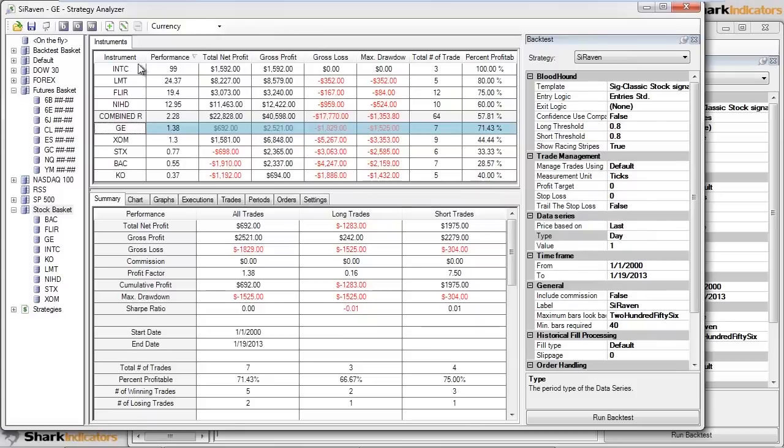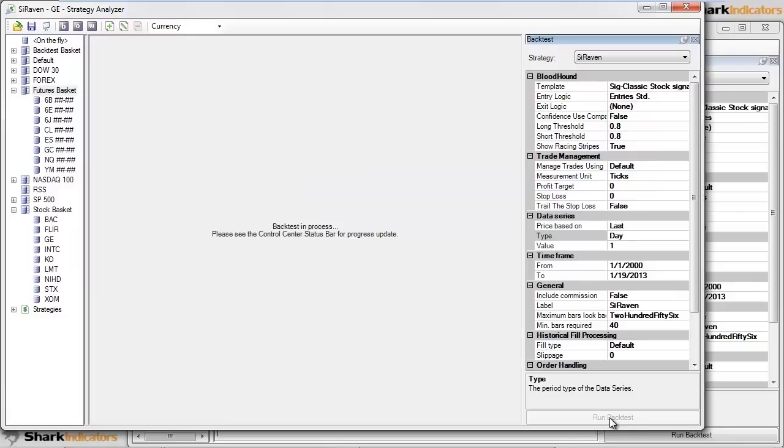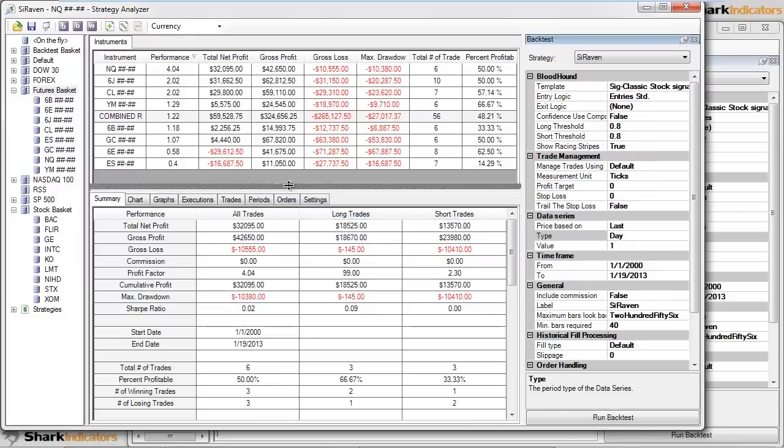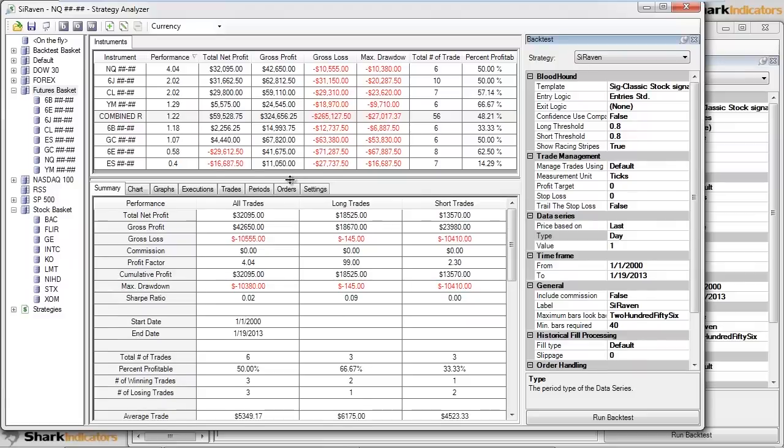All right, next let's compare this system on the futures basket here. So we'll hit the run backtest. Remember, this system was set up for stocks. Let's see how it does on futures. NQ does the best, but once again, for not very many trades. The Japanese yen, US dollar, 10 trades. I don't know. That's still kind of questionable.